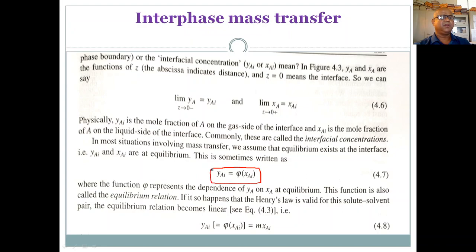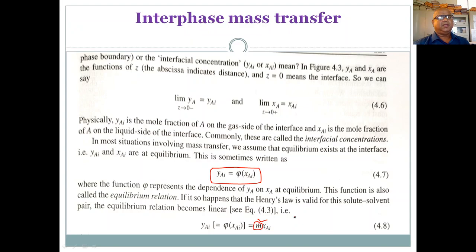So the equilibrium relation you have already studied in your thermodynamics, where the function represents the dependence of YA and XA at equilibrium. This function is also called the equilibrium relation. And sometimes we write this YI equal to M XI, where M is the Henry law constant. Because in gas-liquid systems, Henry's law and Raoult's law are applicable, you know. So it is clear, no?